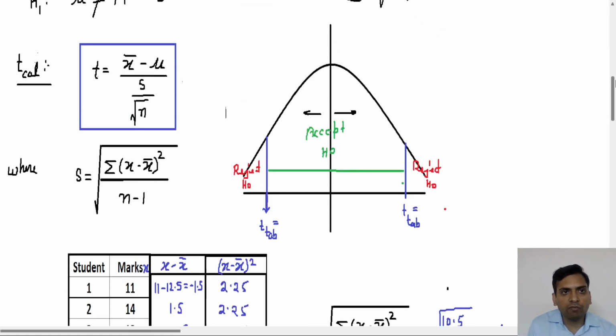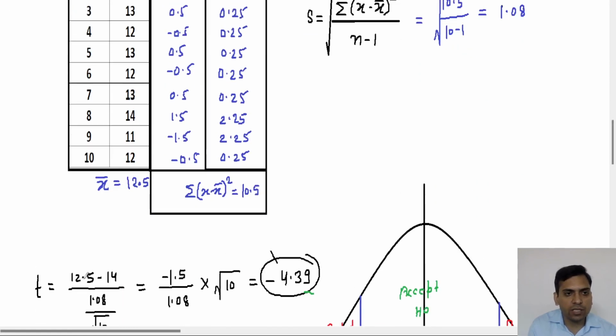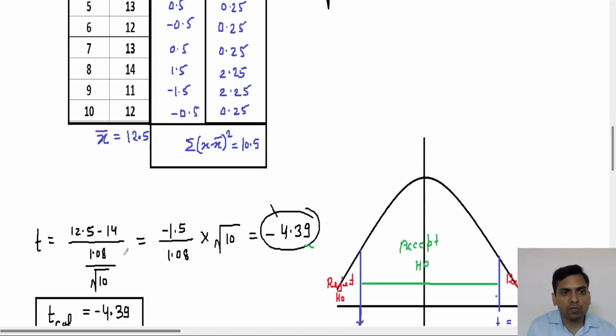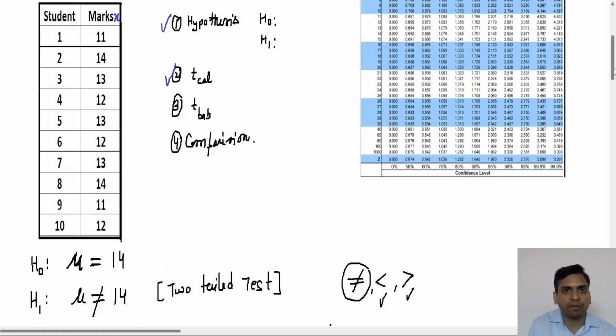Now we can find t by using this formula. So we have t equals x bar minus mu upon s upon root n. So x bar is 12.5 and mu is 14, s is 1.08 and number of observations n equals 10. So you will get t value as minus 4.39. So this is the second task. This is first one, this is second, and third is t tabulated value.